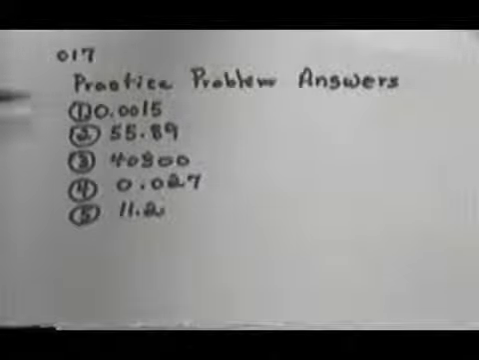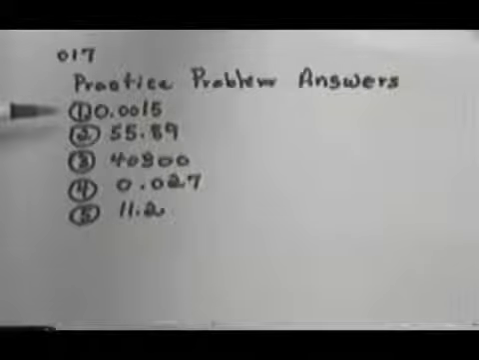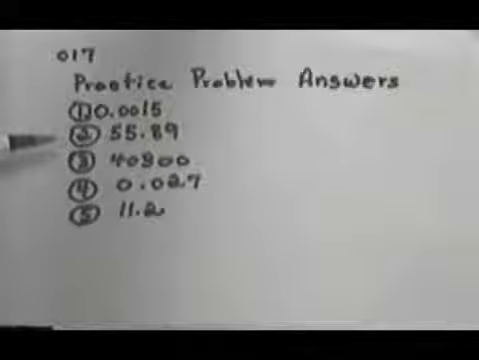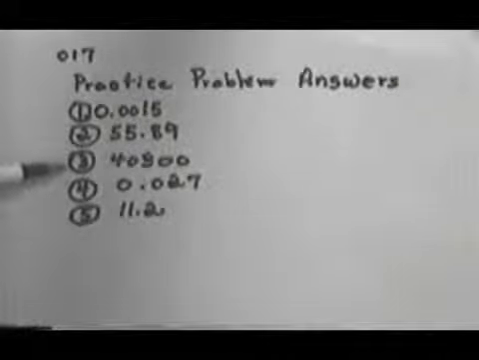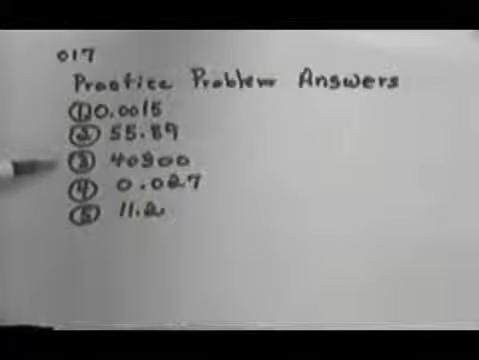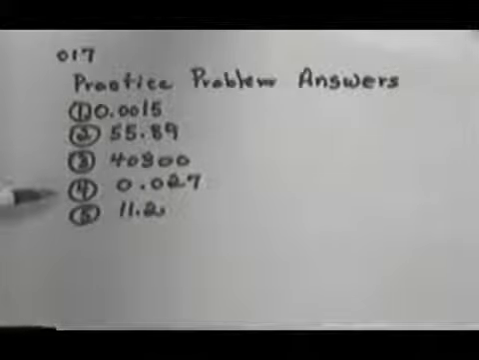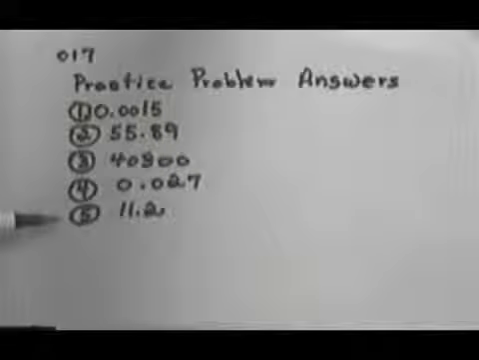The practice problem's answers are number 1, 15 10,000ths. Number 2, 55 and 8900ths. Number 3, 40,300. That is a 3 in case you cannot read that. It's 40,300. Number 4, 27 thousandths. Number 5, 11 and 2/10.